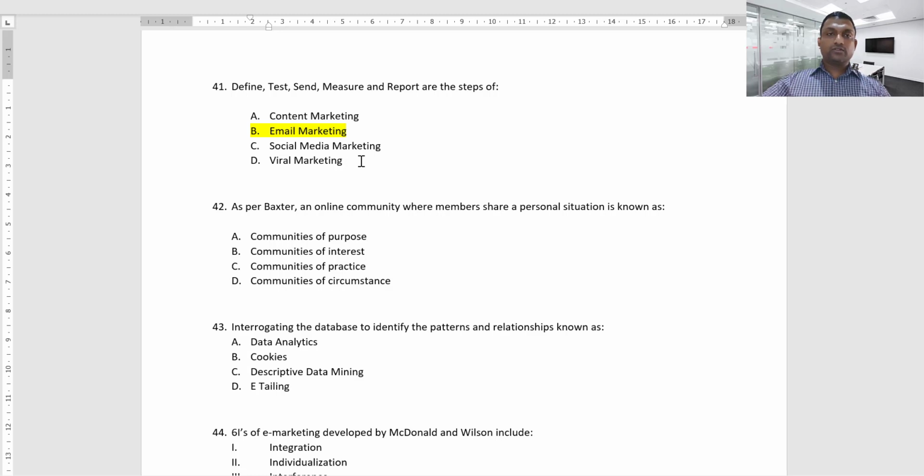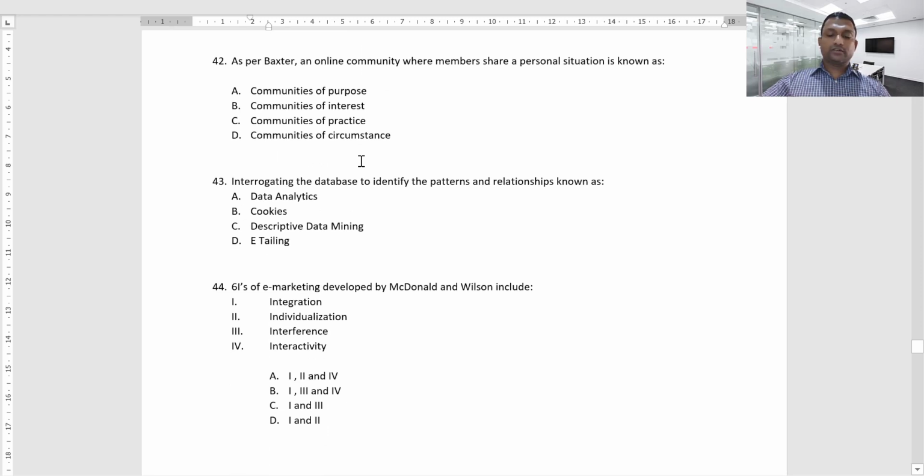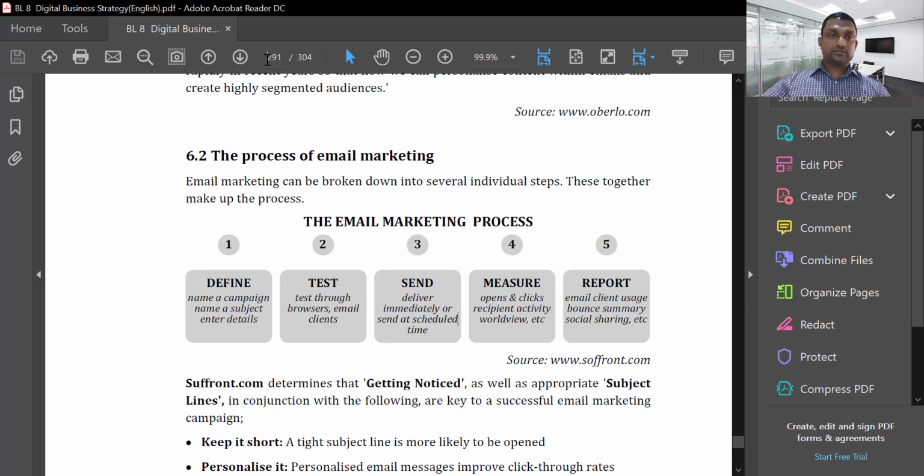So if we move on to question number 42 now, let's see how it discusses there. As per Baxter, an online community where members share personal situation is known as. So online communities, like we use different social media platforms, social groups, and we do certain different activities on those groups. So depending on the type of activity we do, these online communities can be defined in several groups. So let's look at how this is discussed in the textbook.